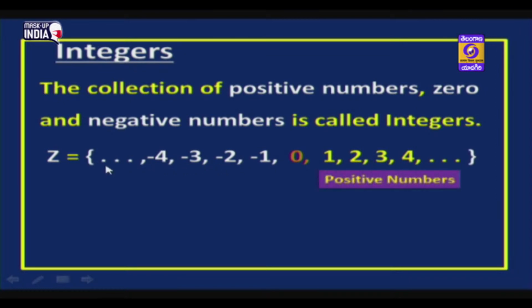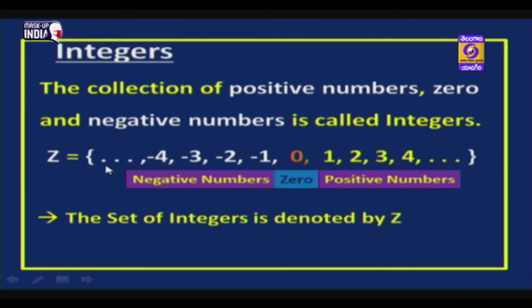So, children, these numbers 1, 2, 3, 4 are positive numbers and in the center we have exactly 0 which is neither positive nor negative, and towards the left side of this 0 we have negative numbers. And children, make a note that the set of integers is denoted by the letter Z, a capital letter, children.